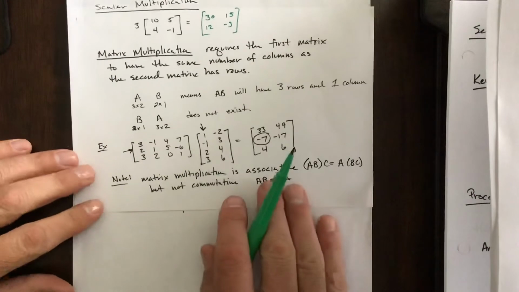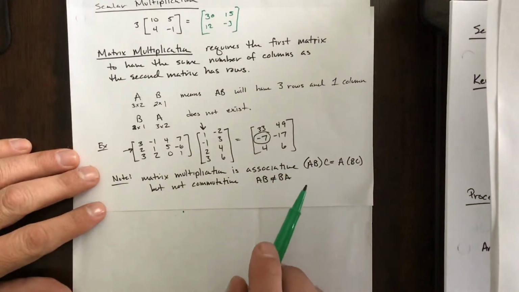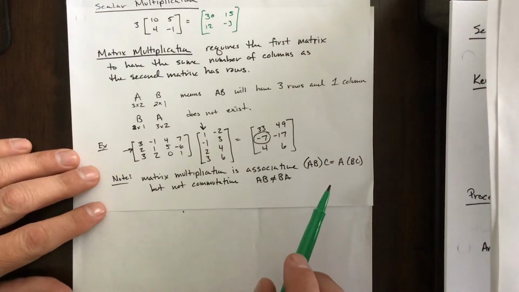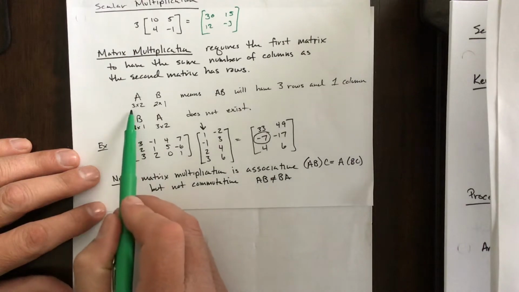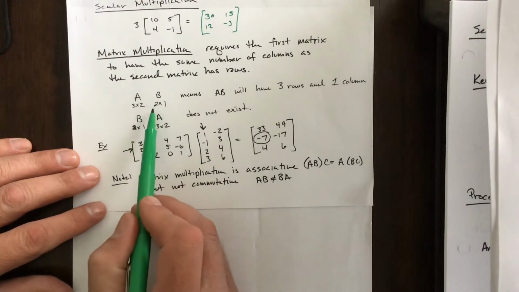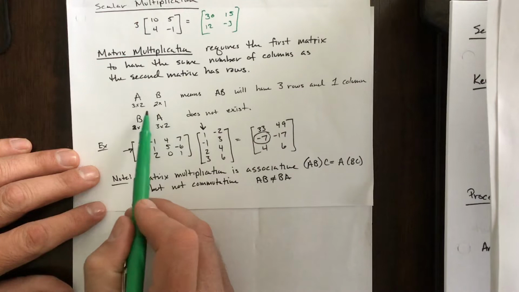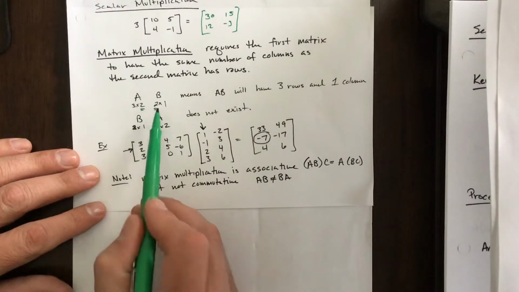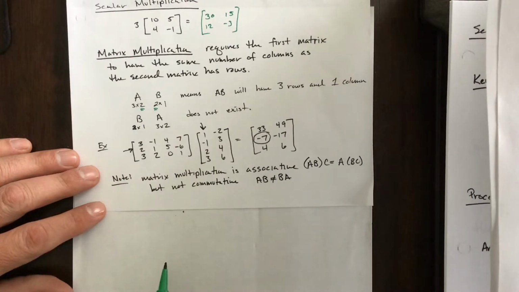So if you just write out the rows and columns underneath each matrix, so A is 3 by 2, 3 rows, 2 columns, B is 2 rows, 1 column, the number of columns in A has to be the same as the number of rows in B.